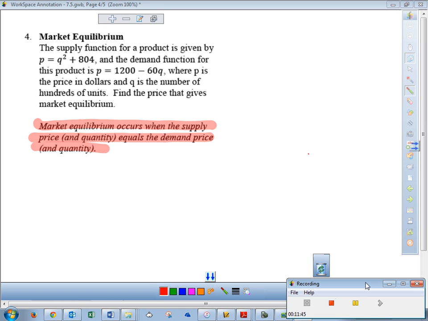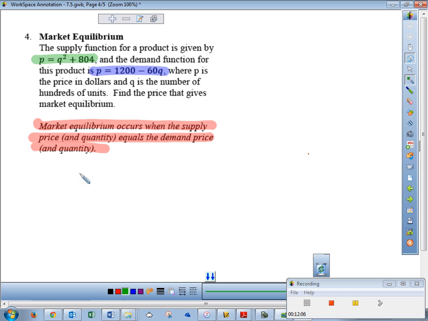Next one, read it. So we read it, and then I highlighted some very important information. Some people don't read below that for some reason. They don't think that's part of the problem. It literally tells you what to do. It says market equilibrium is when the supply price equals the demand price. So this green thing should equal that blue thing, correct? They both are solved for P. Why don't we just take what P equals and set them equal to each other?